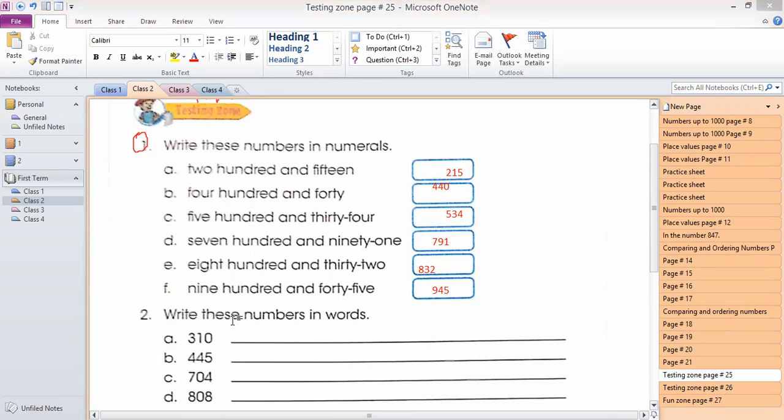Very good. In question number 2, guys, what you have to do, you have to write these numbers in words. Unit, ones, tens, and 100. So how many 100? 300. Write 3 first. 300, and then what? 10. So this is 310. So write 310 here.